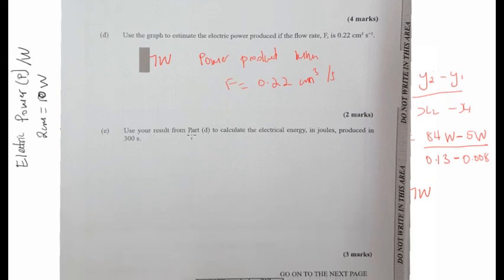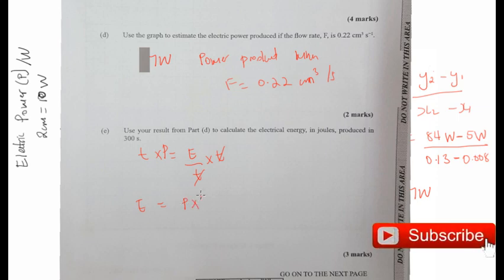So it says now use the results on part D to calculate the electrical energy in joules produced in 300 seconds. Now the formula that links power to energy is power is equal to energy divided by time. In our case we're interested in finding energy, so we can rearrange this formula to make energy the subject. We multiply both sides by time. When we multiply this side by time, time will cancel, and we're left with energy, in this case electrical energy, is equal to power multiplied by time.